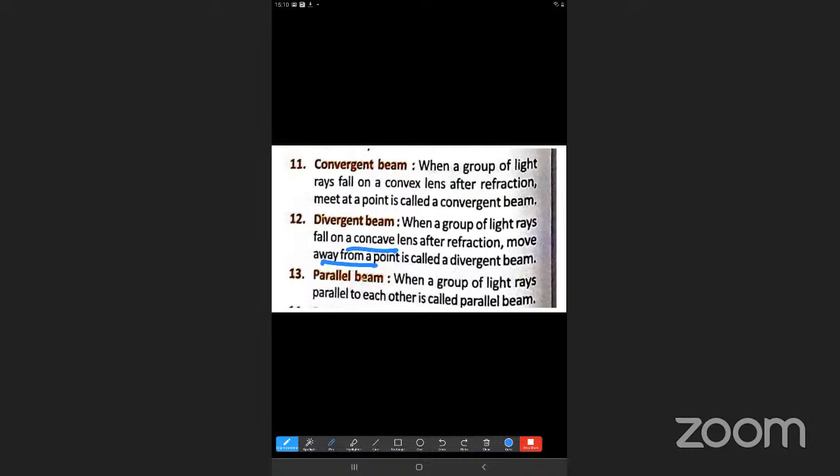Okay, when a group of light rays falls on a concave lens, after refraction, they move away from a point. It's called a divergent beam. Next, parallel beam. When a group of light rays are parallel to each other, it is called a parallel beam.